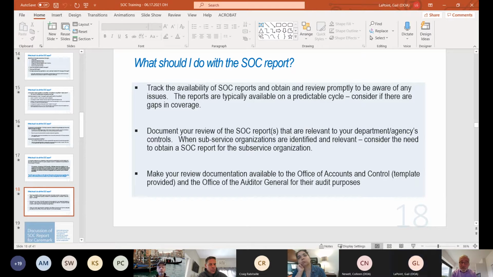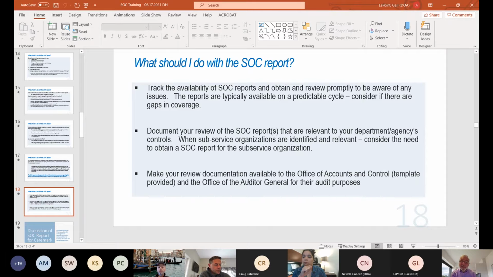As we mentioned, they don't often align perfectly with our state fiscal year. So you might have multiple reports. You might have two 6-month reports that you have to piece together to say, I've got coverage for most of my fiscal year. And sometimes there might be a report done as of March 31st, and then we've got 3 months and say, well, I really don't have any coverage on there.